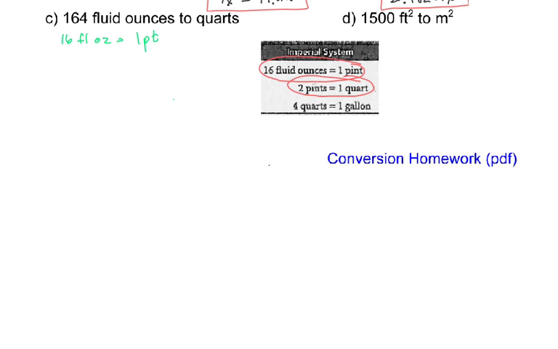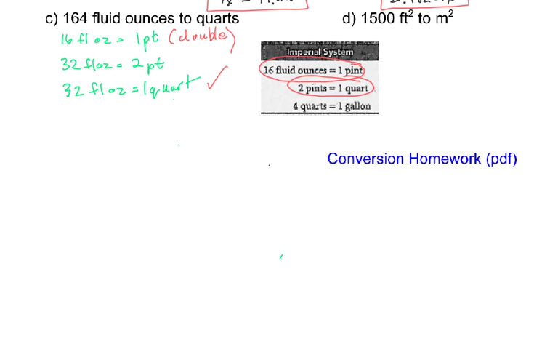We have to double both sides of 16 fluid ounces in 1 pint to get 32 fluid ounces is equal to 2 pints, which really means 32 fluid ounces is going to equal 1 quart. So clearly we have our conversion now.